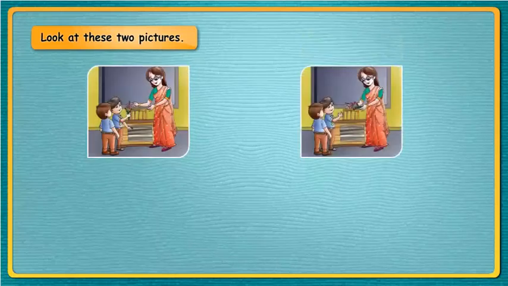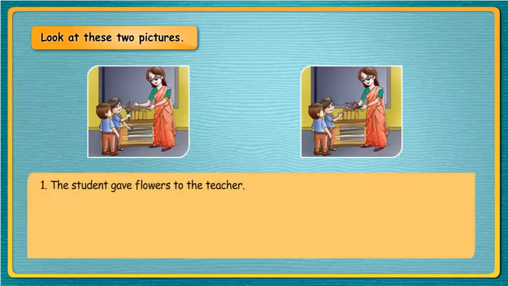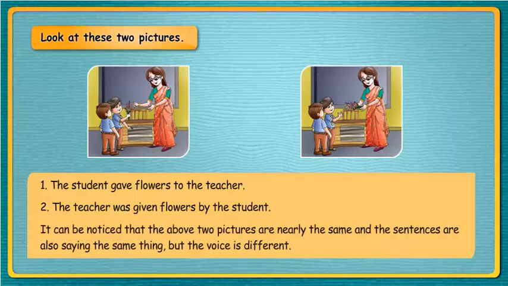Chapter 13. Active and Passive Voice. Look at these pictures. The student gave flowers to the teacher. The teacher was given flowers by the student. It can be noticed that the above two pictures are nearly the same and the sentences are also saying the same thing, but the voice is different.